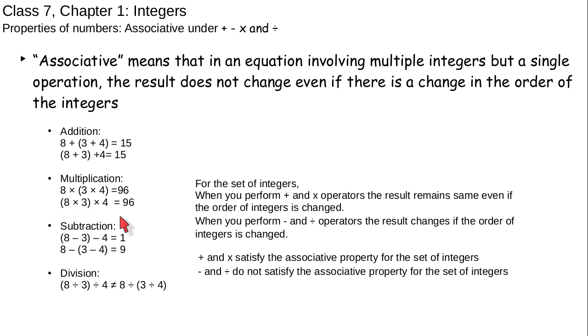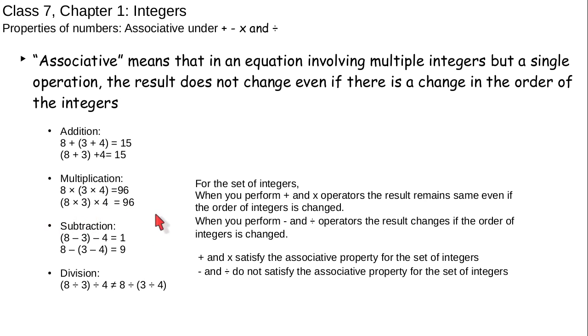Even in the case of multiplication, you will see the same becoming true. Even if you change the association of the operator, so that means here 3 and 4 are multiplied first. The multiplication operator is associated with 3 and 4 first, and then with 8. In this case the result is 96, and when you associate the multiplication operator with 8 and 3, and after getting that result, when you associate it with 4, the result is still 96.